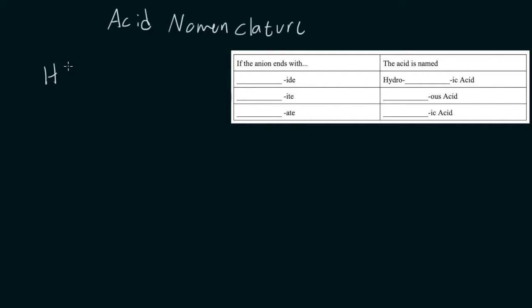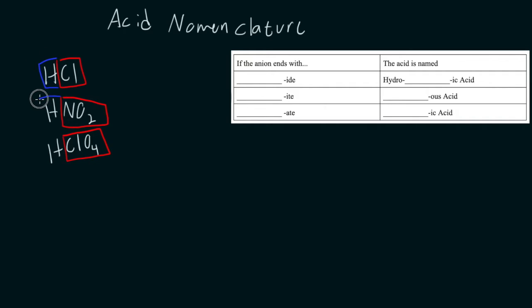I'm going to write up HCl, HNO2, and HClO4. I'm going to be able to identify these as acids because they have an anion here. This anion right here, see that? These are all anions, and they are bonded to a hydrogen cation.